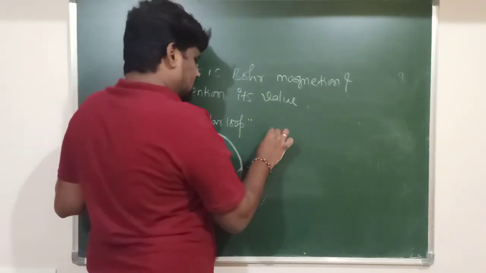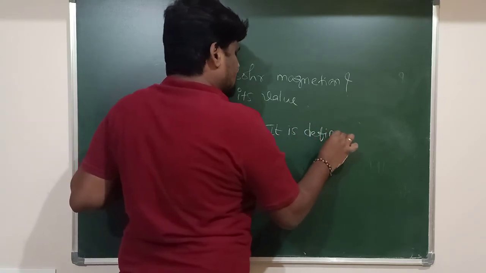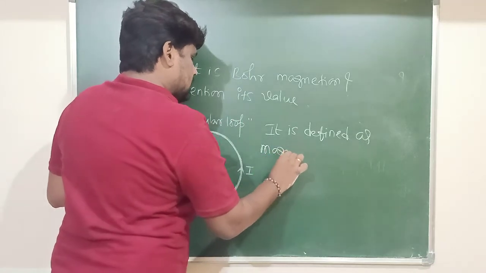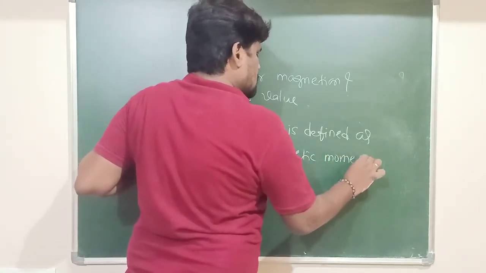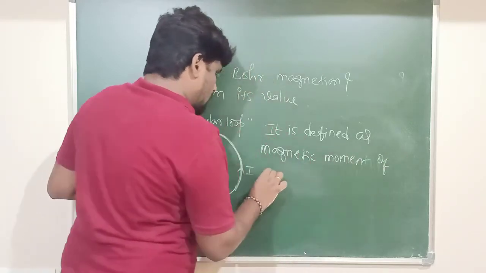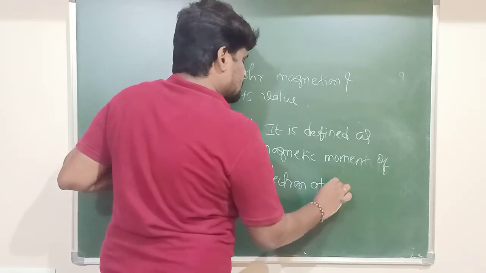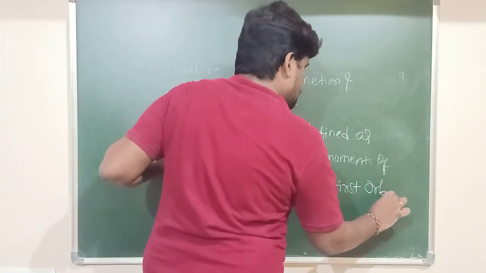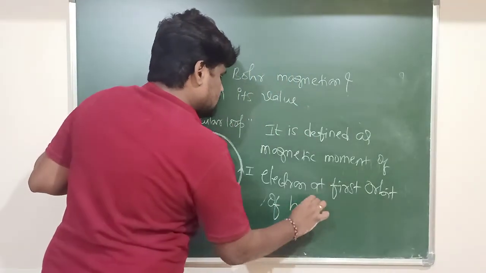So it is defined as the magnetic moment of an electron at the first orbit of a hydrogen atom.